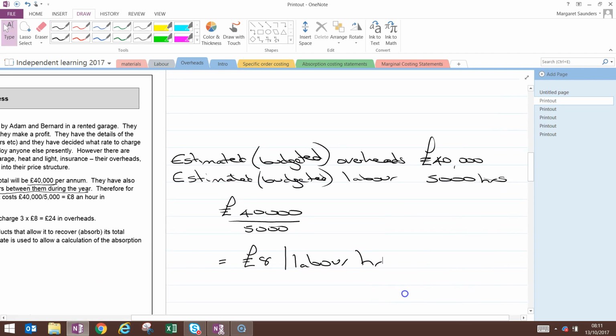This £8 per labour hour is the overhead absorption rate. And it's often referred to as the OAR, overhead absorption rate.